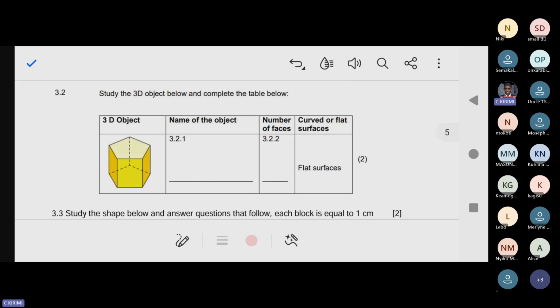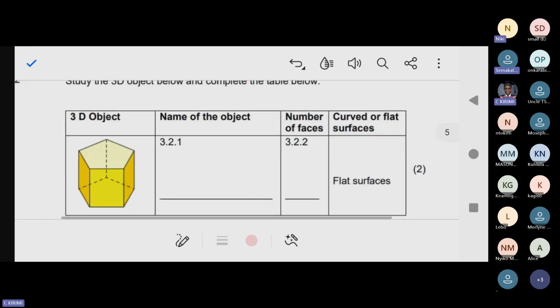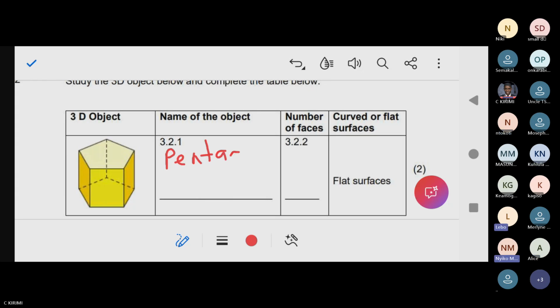So now we are looking at that 3D shape which is there. Name the object which you are seeing. What is that 3D object which you are seeing there? Pentagonal prism. Yes. That's the reason, because the base and the top are the same, a pentagon, and the sides are connected by rectangles. So it's a pentagonal prism. 5 sides.